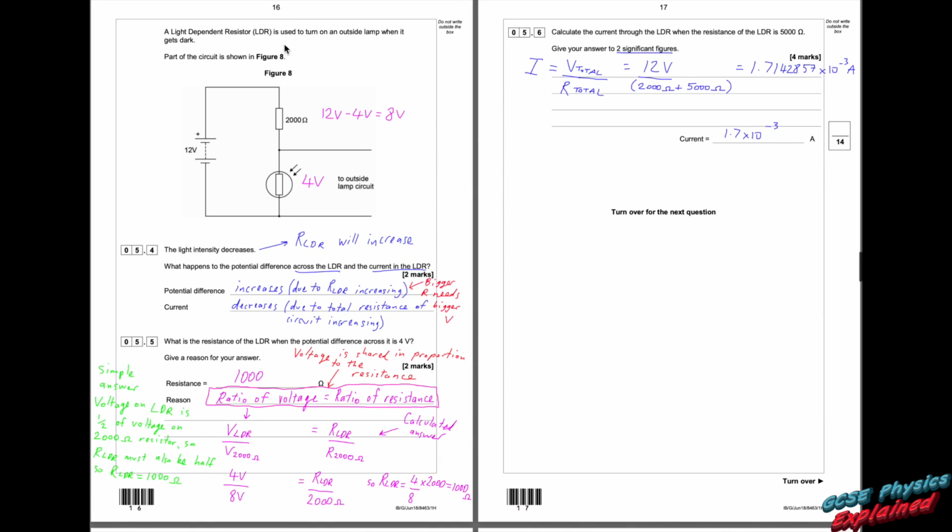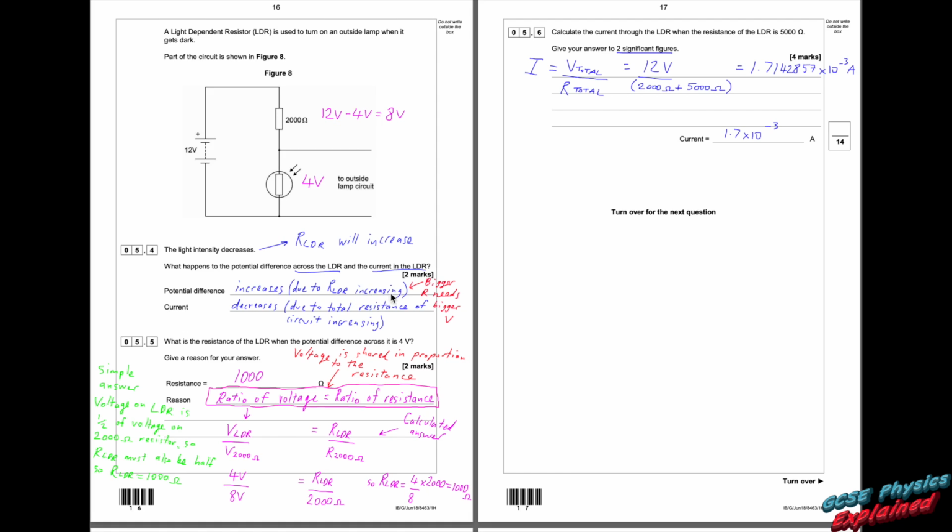A light-dependent resistor, LDR, is used to turn on an outside lamp when it gets dark. Part of the circuit is shown in figure 8. The light intensity decreases. Right, well, if you know anything about LDRs, you should know that the resistance of the LDR will increase when it gets dark. What happens to the potential difference across the LDR and the current in the LDR? Now, the potential difference across here, as it gets dark, will increase.